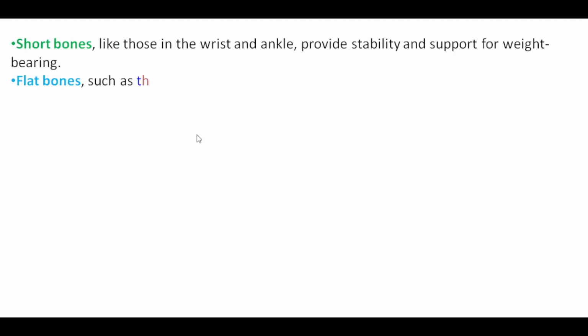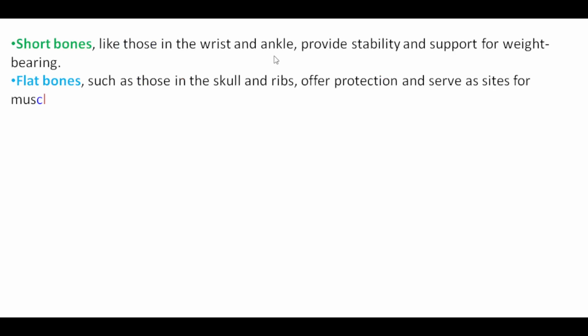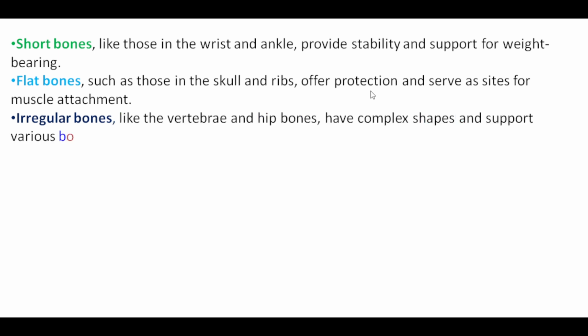Short bones like those in the wrist and ankle provide stability and support for weight bearing. Flat bones such as those in the skull and ribs offer protection and serve as a site for muscle attachment. Irregular bones like the vertebrae and hip bones have complex shapes and support various body functions.